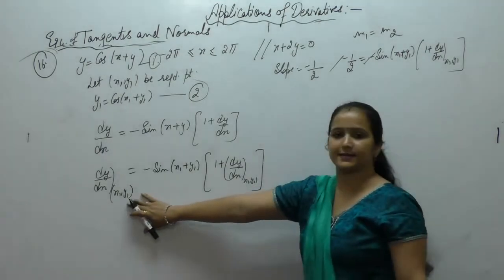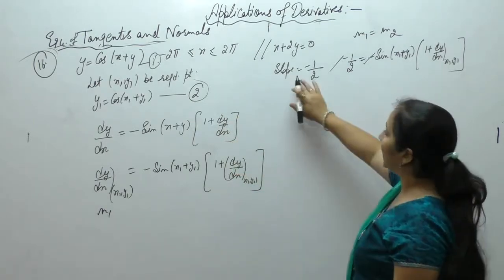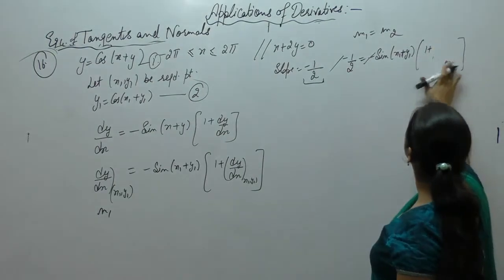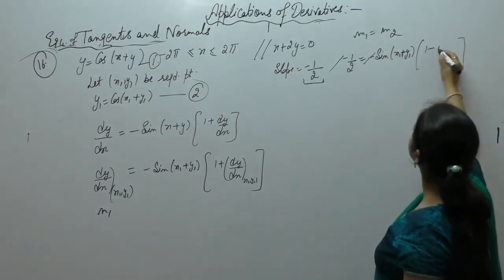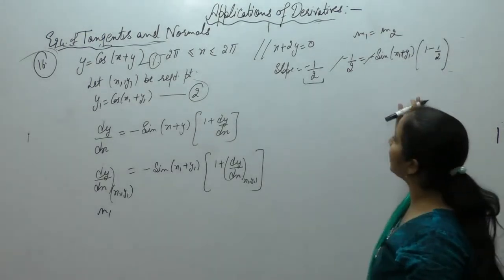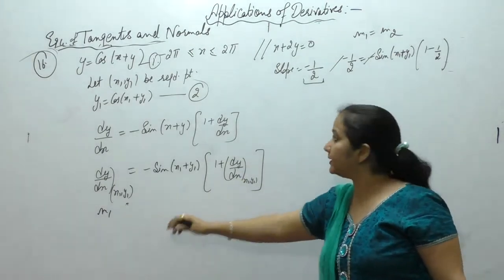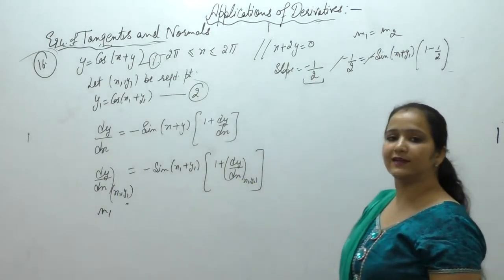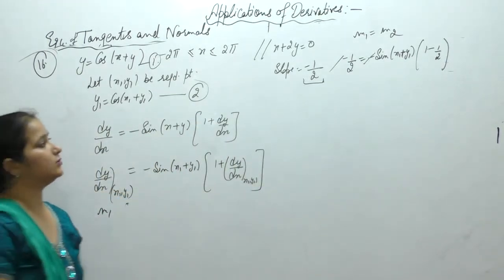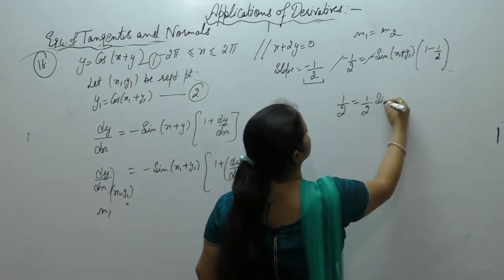dy upon dx, this slope, let this as m1 is equals to m2. m2 is minus 1 by 2. So instead of this, we can write it as minus 1 by 2. Clear? कैसे लिखा हमने यहाँ पे? Because m1 is equals to m2, so this value m1 is equals to m2. So dy upon dx at x1 y1 will be equals to minus 1 by 2. 1 minus 1 by 2 is 1 by 2.